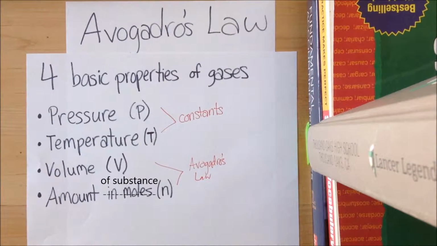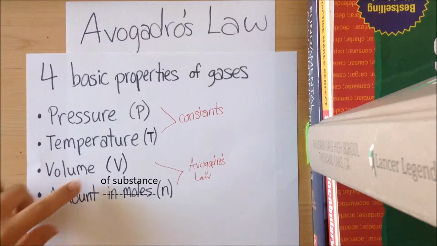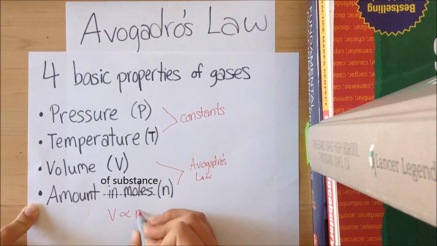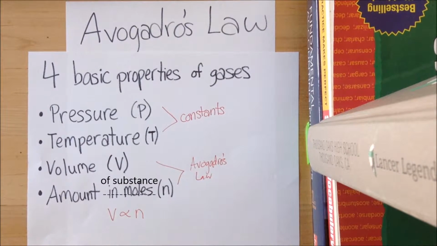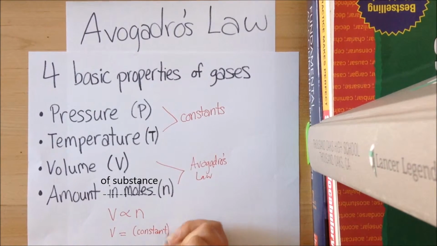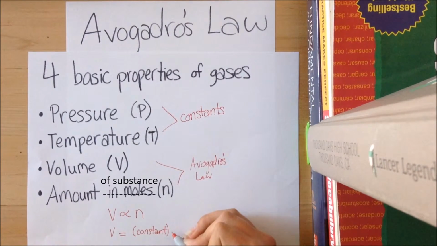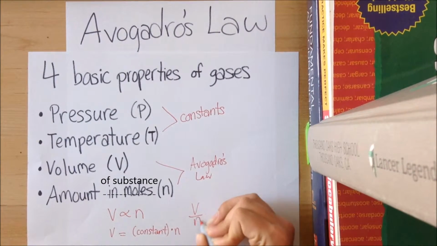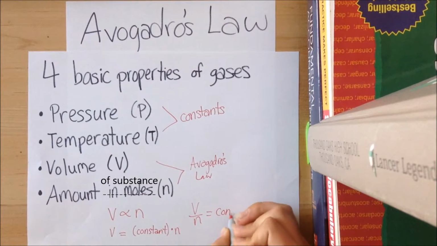So there's a direct relationship between volume and amount of moles. Volume is directly proportional to the amount of moles. And you can make an equation out of this, but you just need to multiply it by a constant. So volume equals a constant times the amount of moles, and it can also be written as V over N equals the constant.